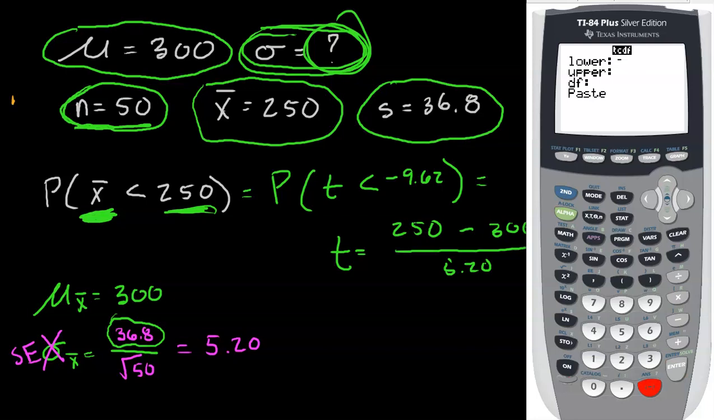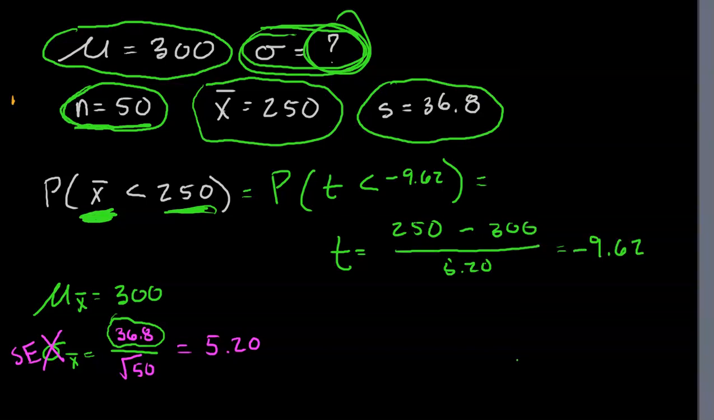Once again, I want to look lower than 250. So I'm going to start at negative 99, which is acting like negative infinity. I'm going to go to my upper value, which is where I want to stop, negative 9.62. And now I need the degrees of freedom. And remember, degrees of freedom is just your sample size minus 1. So that'd be 49 degrees of freedom. And I'm going to go and get 0. So once again, that's really, really unlikely.